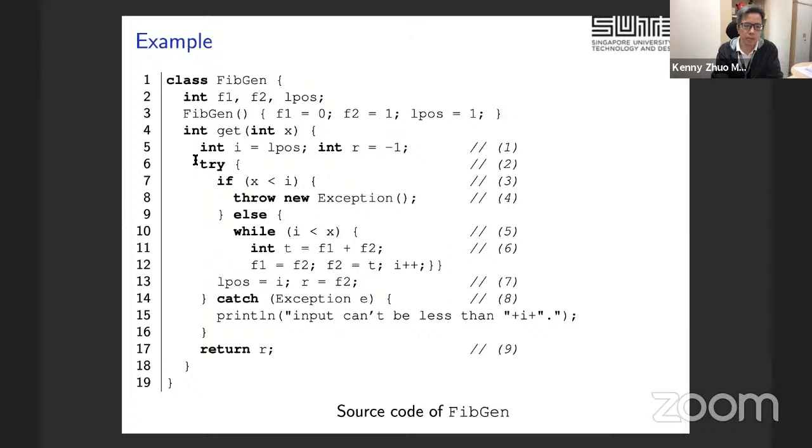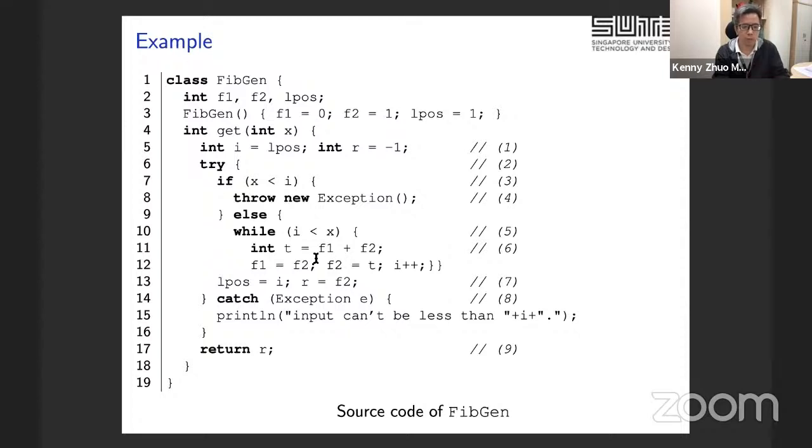Then the next statement is a try-catch block, where in the normal execution, we check whether or not the input x is less than I, which is the last position. If so, it means that the user tried to get something that has already been generated before, and in that case, we throw an exception. That will be handled by the catch clause here, and we'll print out this error message. Otherwise, we are in this while loop here. We loop starting from where I was, which is the last position, until we reach x, which is what the user asked for.